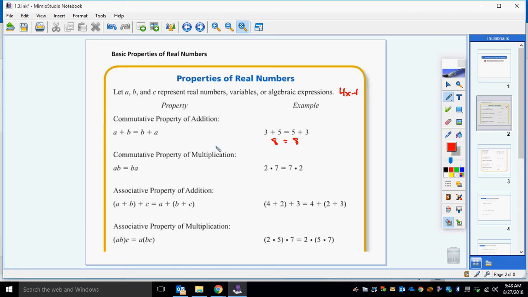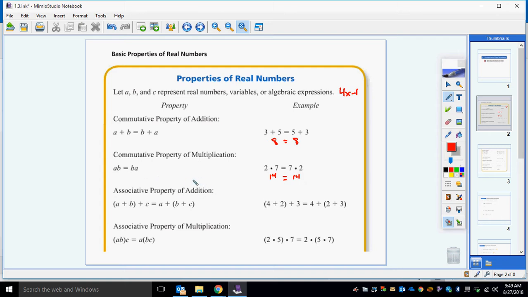Commutative property also works for multiplication, so it doesn't matter the order. So 2 times 7 is 14, and 7 times 2 is 14. That's commutative. You can switch the order, and the answer is still equal.